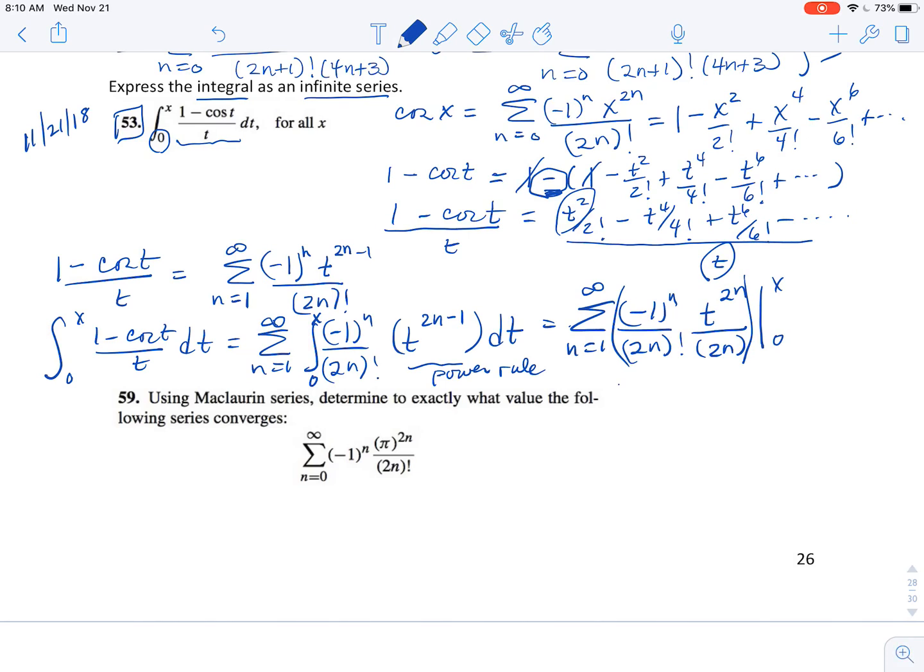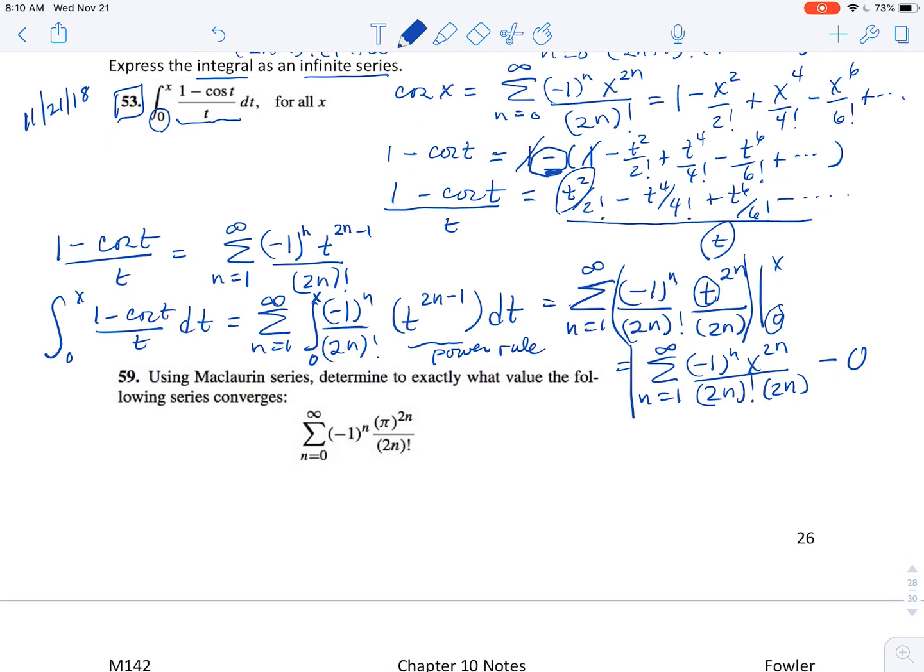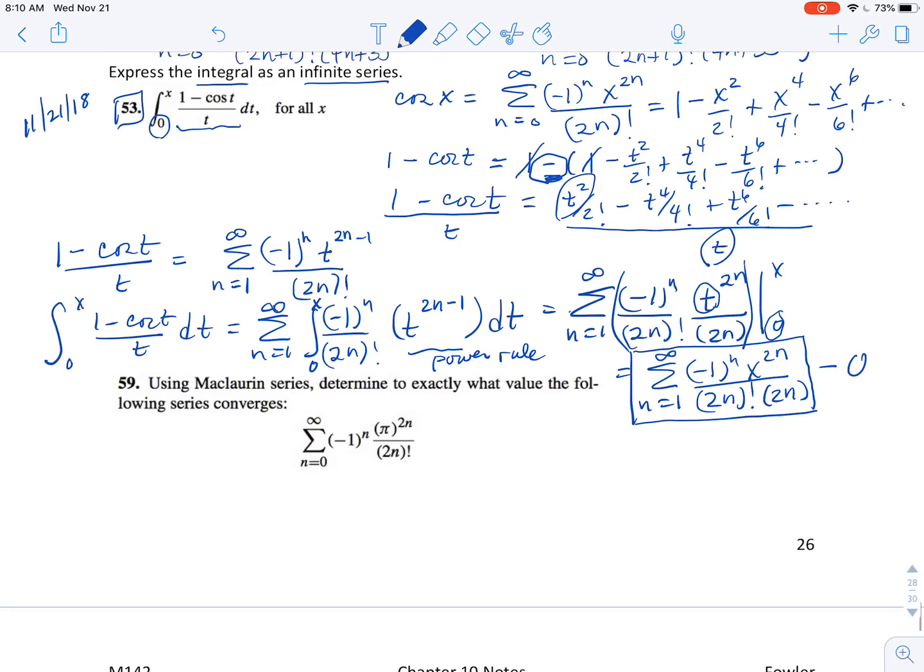Now, when I put the x in, I get the sum on n from 1 to infinity of negative 1 to the n, x to the 2n over 2n factorial times 2n. And what happens when I put the 0 in for all the t's? 0 to any power is 0. And the first term, notice when I start with n equals 1, is not a constant. It's 0. And so this is my answer.